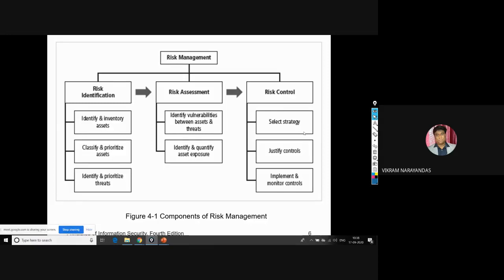So these are some components of risk management, starting with risk identification. In risk identification, you will identify an inventory of assets. What is an asset? An asset may be any hardware, people, software; all of it comes under the asset here. The risk may be for people, hardware, software, network. You want to classify them and give some priority to each asset. You'll learn different classifications in coming classes. You need to identify and prioritize which threat should be evaluated first.